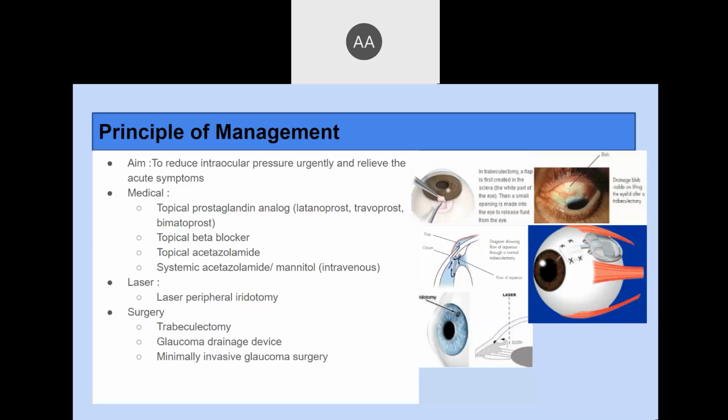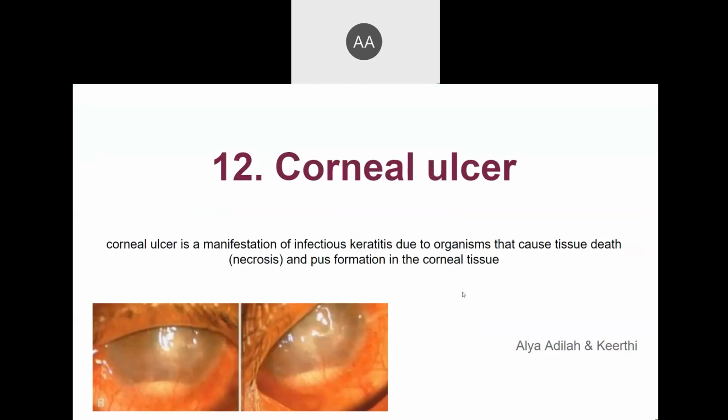Excellent presentation. Okay, the next will be the last presentation, corneal ulcer. Okay, so I will be presenting about the corneal ulcer. Corneal ulcer is basically a manifestation of infectious keratitis due to organisms that can cause tissue death or necrosis and pus formation in the corneal tissue. Next.